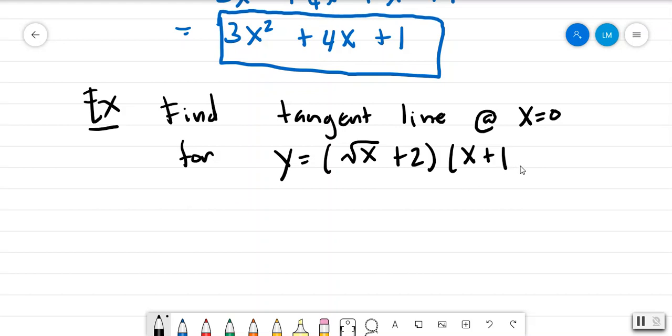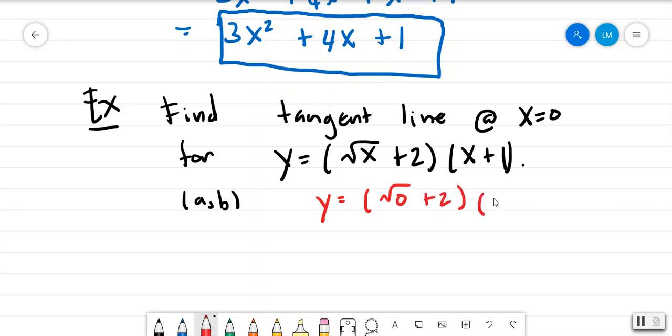Now, basically note that essentially you need an ordered pair in order to continue. So I know that I'm going to have to find y at 0. So I have the square root of 0 plus 2 multiplied by 0 plus 1. But that's really just going to give me 2. So essentially this function passes through (0, 2).